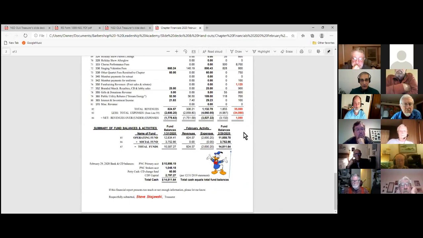At the end, we show that the fund balances equal the cash balances. That's kind of important. That's why Donald Duck is so pleased.